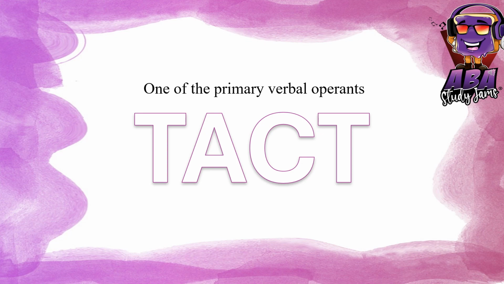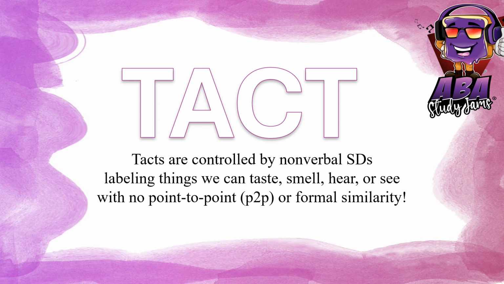Tact is one of the primary verbal operants. It's controlled by nonverbal stimuli, as in labeling things we can taste, smell, hear, or see with no point-to-point correspondence or formal similarity.